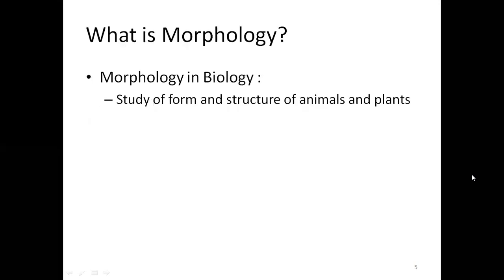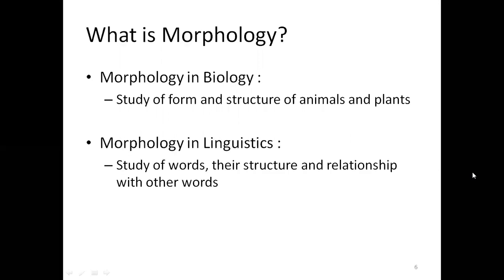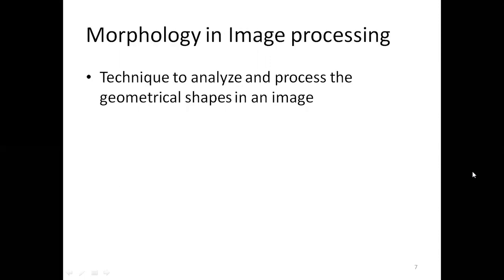So, the term morphology has a meaning in biology. It is the study of form and structure of animals and plants. And morphology also has a meaning in linguistics, which is language processing, which means the study of words and their structures and relationship with other words. But here we are talking about image processing. So what is morphology in terms of image processing? It is a technique to analyze and process the geometrical shapes and objects present in an image.